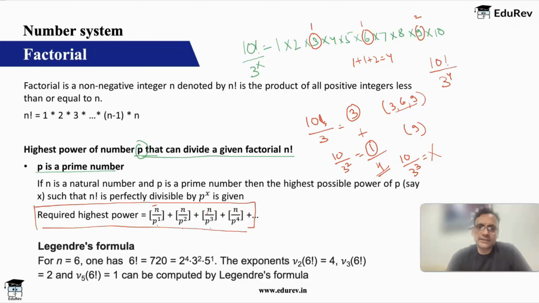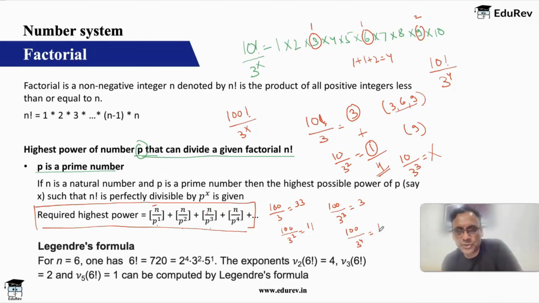Okay, so let's say that I want to know 100 factorial. 100 factorial can be divided by what highest power of 3? So first what I'll do is divide 100 by 3, I'll get 33. Then I will divide 100 by 3 square, which is 9. How much will you get? 11. Then you divide 100 by 3 cube, which is 27. 27, how much will you get? 3. And then you divide 100 by 3 to the power 4, which is 81, and you'll get 1. Once you get 1, you can stop, because the next one is going to be less than 1.